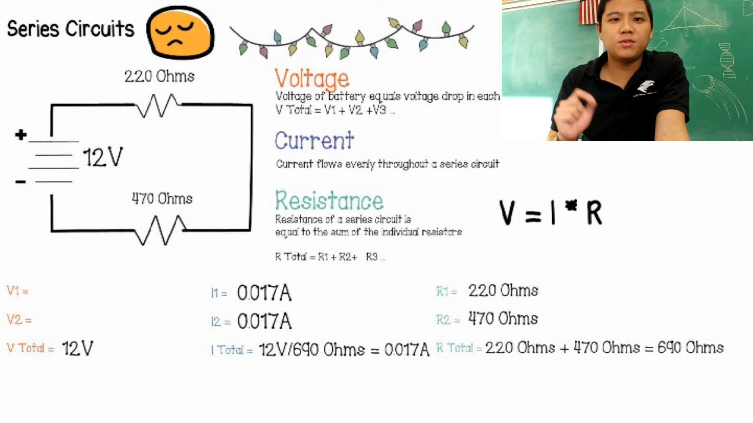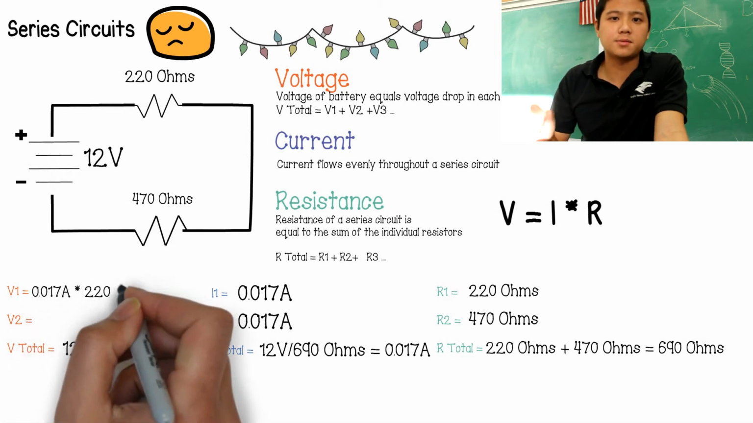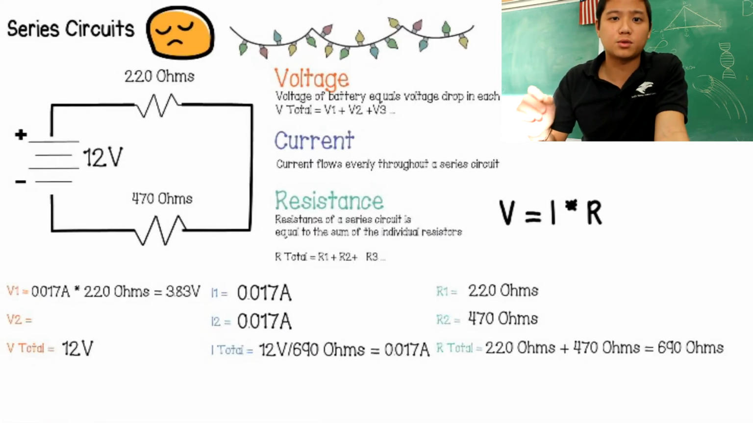amps. Now, how do we figure out the voltage drop for resistor 1? Well, we have the current for resistor 1, and we have the resistance of resistor 1, and since we have two variables, we can again use Ohm's law to figure out the third. So if we get our current times our resistance, we get 3.83 volts.